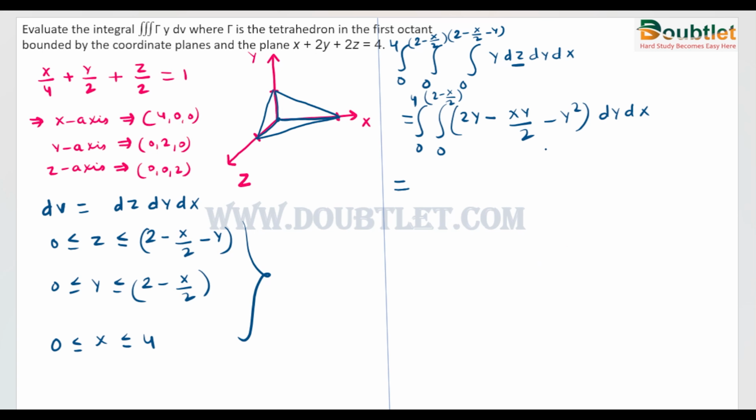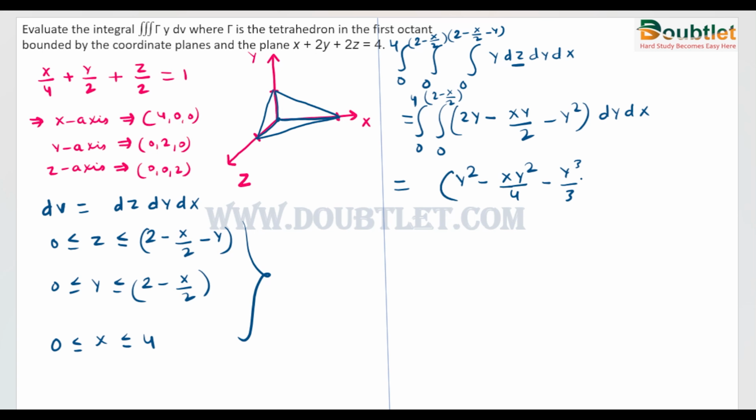Now we know that we need to integrate this function with respect to y, so we will treat x as constant. So now if we integrate 2y, it will become 2y square by 2, so the 2 will be cancelled, so it will basically be y square. Here x by 2 is constant and the integration of y is y square by 2, so we can write it as x y square divided by 4, and here we will write it as y cube divided by 3, right?